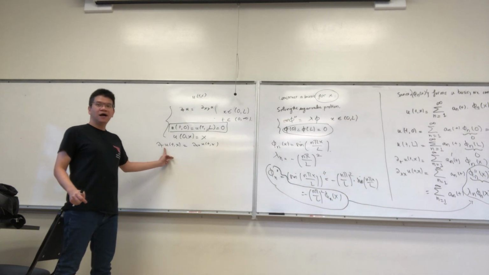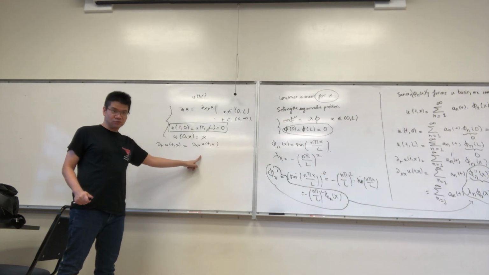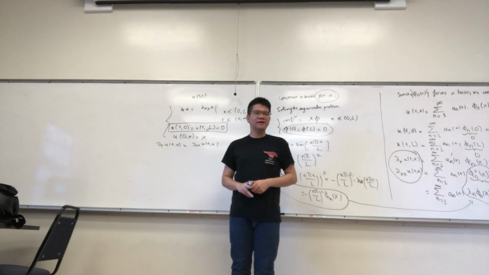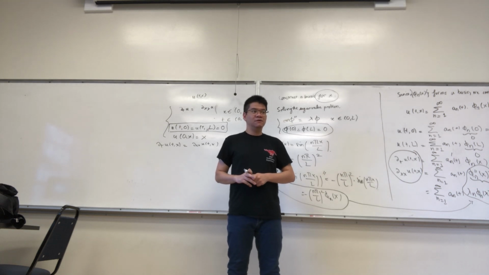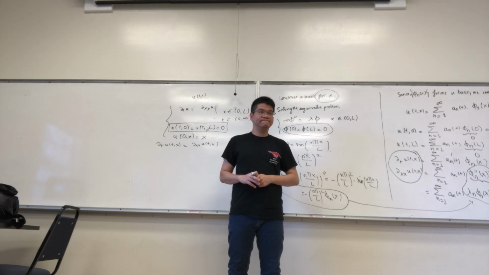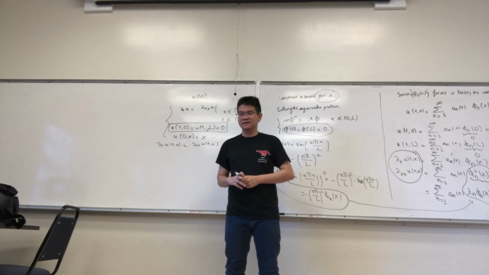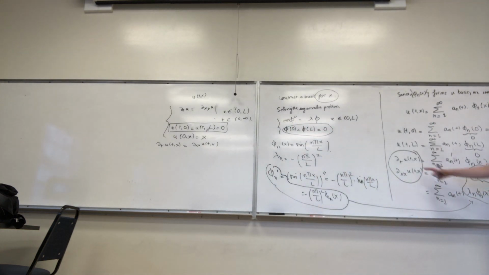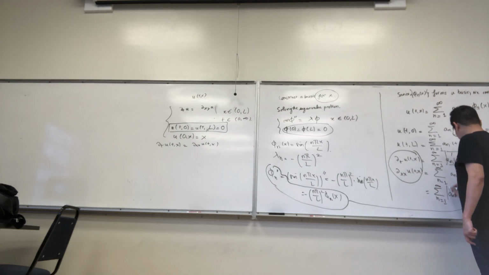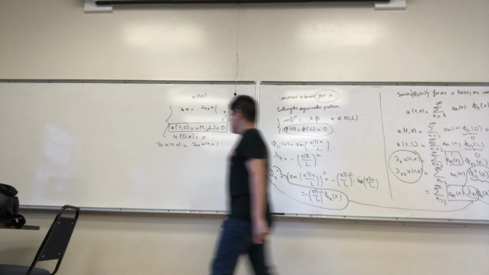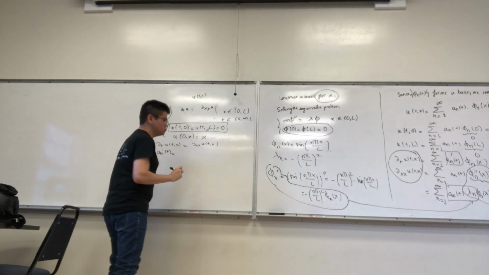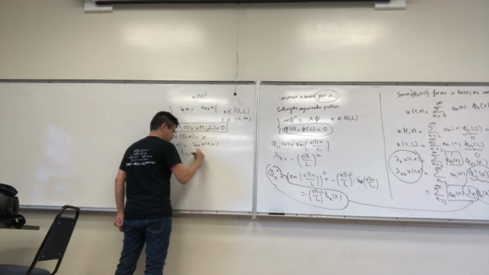You have d_t of u is equal to d_xx of u. Right? Which means that this guy is equal to this guy. What can you say about the coefficient? a_n'(t) is equal to lambda_n times a_n. So because this guy is equal to this guy, the coefficient here has to be equal to the coefficient here, right? Which means that a_n'(t) has to be equal to lambda_n a_n(t).